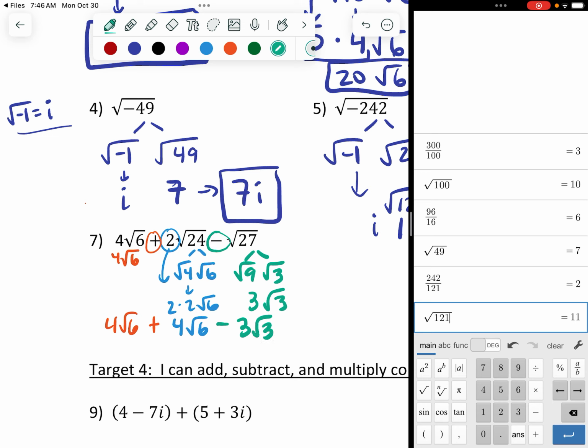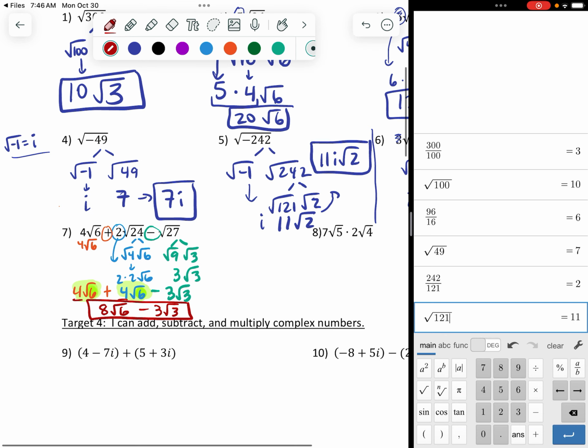So after I simplify everything, now I have like terms because of the root 6s. Okay, so when I go to write my answer, I'm going to add my 4, so that's 8. I'm just going to leave the root 6 because that's my like term. Then I have minus 3 root 3. That's my answer. Okay, so adding and subtracting, the roots have to be the same.